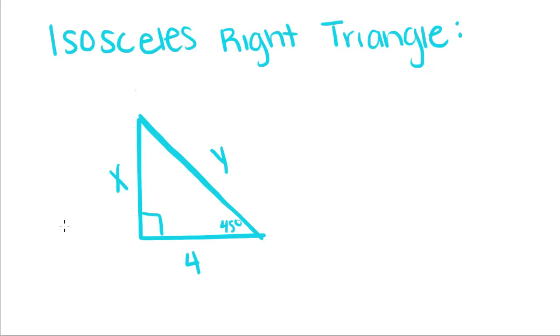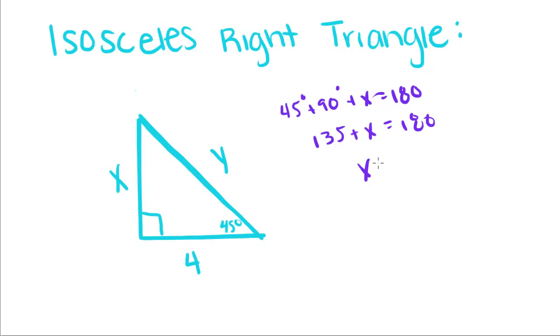So let's do an example. We have this triangle, and this angle is 45 degrees. So that means that using our triangle angle sum, 45 plus 90 plus x equals 180, that x has to equal 45, not side x, just this angle x.